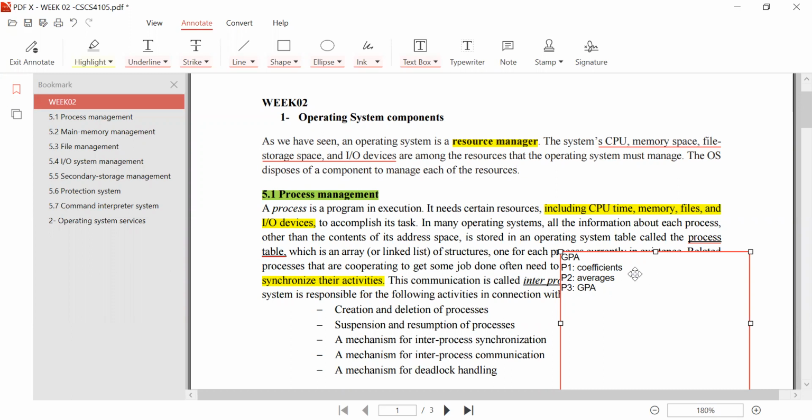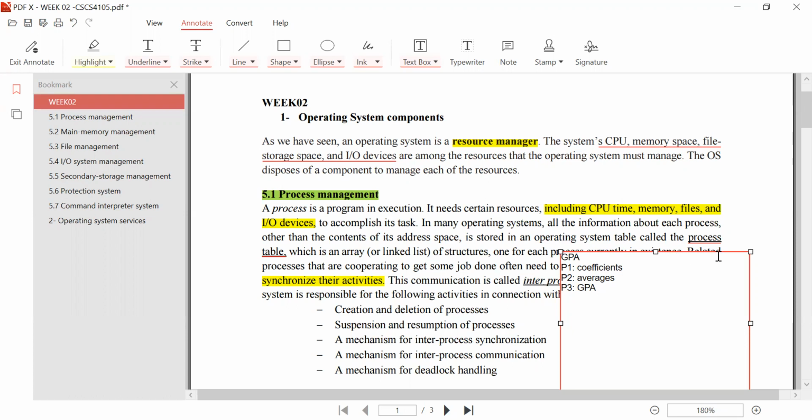So you see that there is need for these processes to be synchronized. There is need for their activities to be synchronized, because if you start calling process three when process two has not computed the averages, process three will not be able to do any calculation. And if you want to call process two to calculate the averages when the coefficients have not been calculated, you see that it will not be possible.